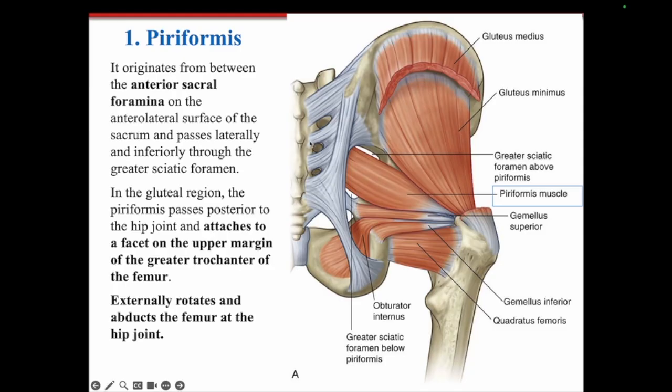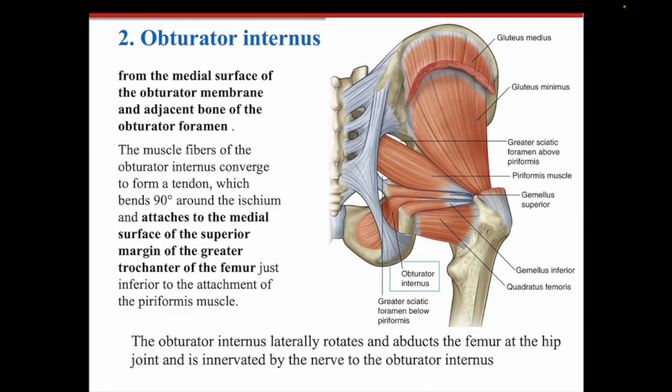In terms of function, it comes medial to the greater trochanter. So if you imagine contracting it, it will pull the thigh up and out. So it is an abductor of the thigh and also an external rotator. The obturator internus covers the obturator foramen, and it does the same functions because it has the same trajectory.